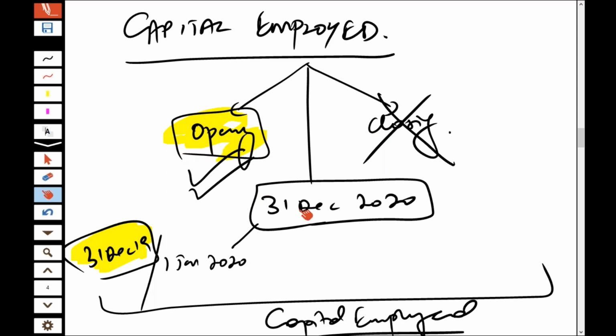Like if you are calculating EVA for the year ended 31st December 2020, you will be using the capital employed for the opening. Opening means 1st January 2020, and this also means 31st December 19. If the examiner gives you 31st December 19 capital, you will be using that.